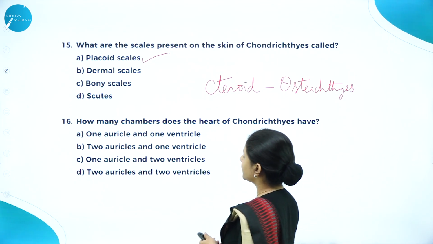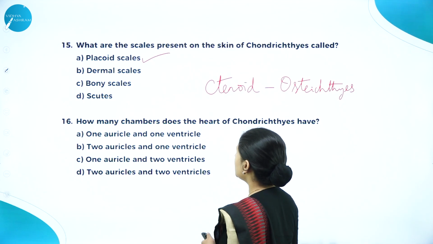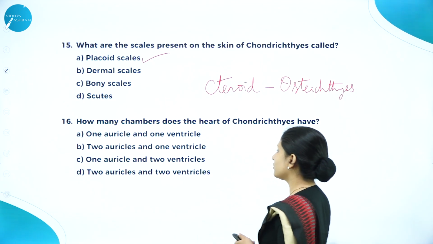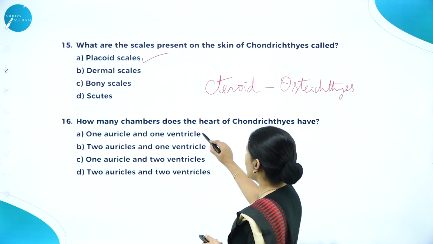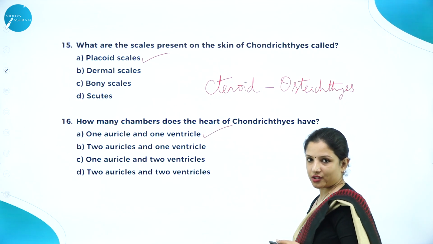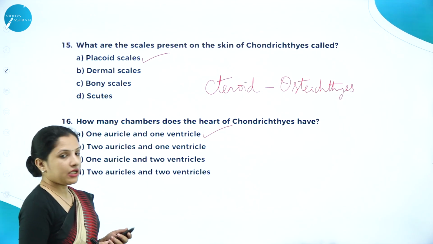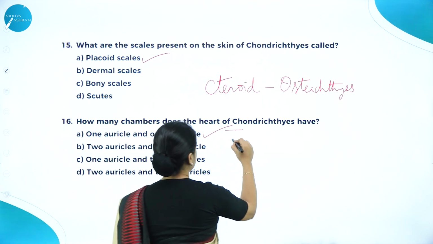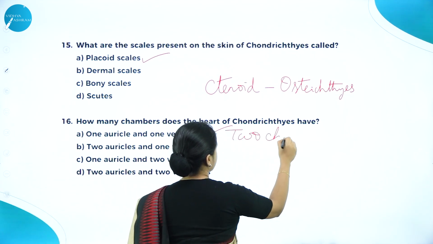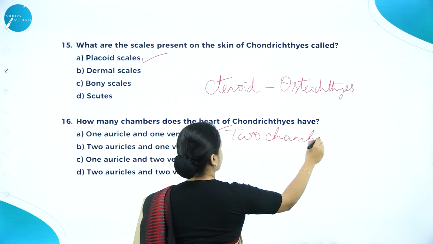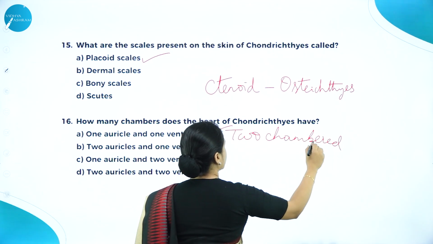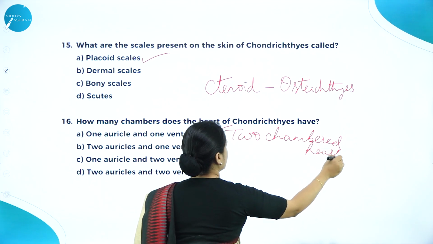Next, how many chambers does the heart of chondrichthyes have? One auricle, one ventricle, two auricles and one ventricle, one auricle and two ventricles, two auricles and two ventricles. It is one auricle and one ventricle. So they have a two-chambered heart. Only two chambers are present, with one auricle and one ventricle.